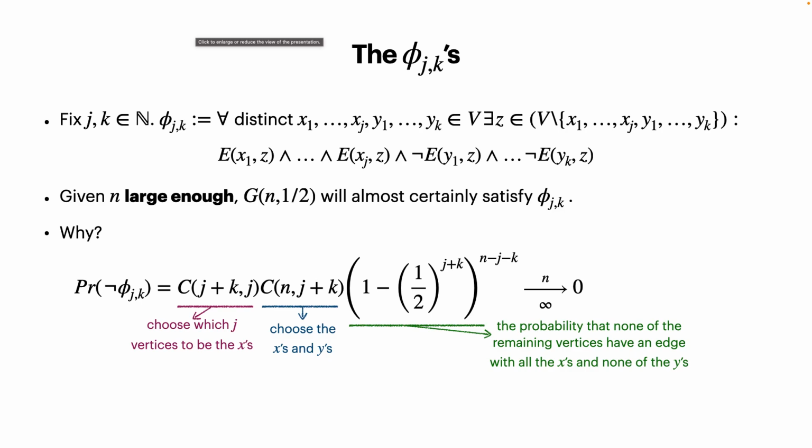For any of the remaining vertices to have an edge with all of the x vertices and none of the y vertices, the probability is (1/2)^(j+k). So for it to fail the criterion, the probability is 1 minus (1/2)^(j+k). And since there are n minus j minus k remaining vertices, we add a power of n minus j minus k. And so this expression approaches 0 as n approaches infinity. And this leads to a really significant property of random graphs, the extension property, and George will present that in detail.